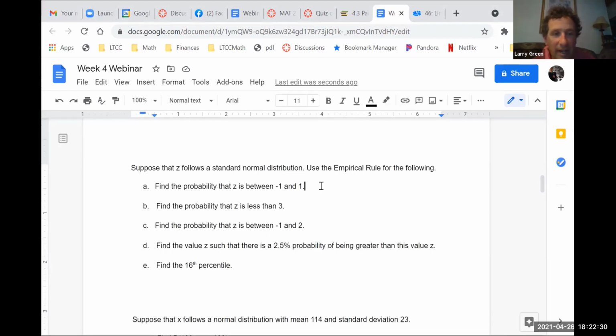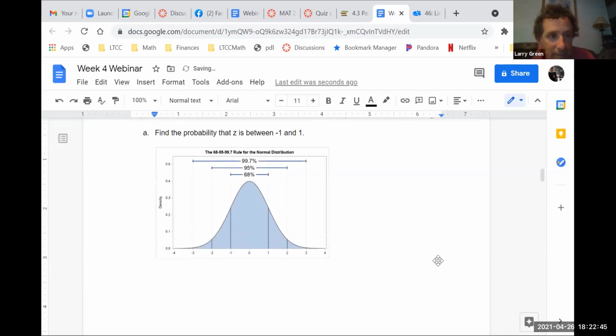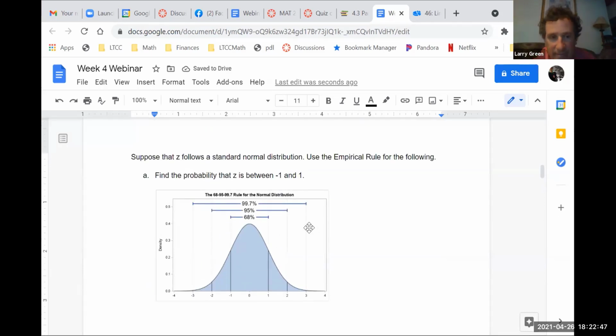Okay, so let's start out with the first question. Suppose that Z follows the standard normal distribution. Use the empirical rule for the following. In other words, use the picture I just showed you. That is the empirical rule. And in fact, I'm going to pop the picture up again. So the hint is this is very, very easy. Find the probability that Z is between -1 and 1. Let's see if you can put in the chat box what that probability would be.